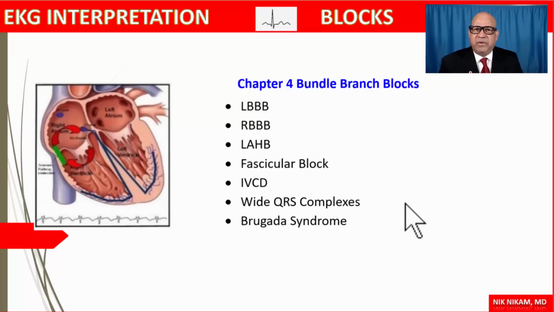Okay, that concludes our presentation on conduction disturbances from the sinus node all the way up to the AV node. And now we're going to look at conduction disturbances below the bundle of His, which would involve the left bundle, then the right bundle, and also some intraventricular conduction delays, fascicular blocks, and we'll conclude with wide QRS complexes and a special mention of Brugada syndrome.